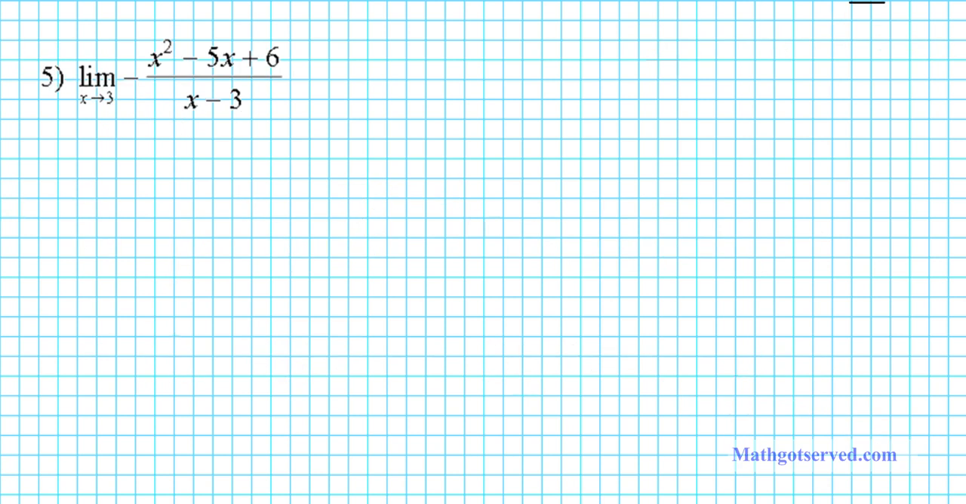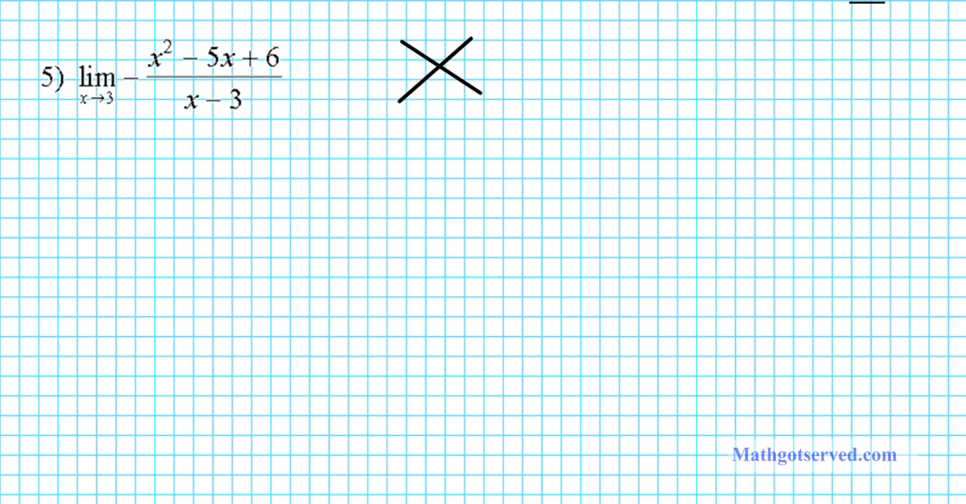All right, let's take a look at question number 5. Now for number 5, it's clear that if I plug in 3 into the denominator, I'll have an indeterminate form. We will be dividing by 0, which is not acceptable. So how about we factor the numerator to see if we have a removable discontinuity at x equals 3.